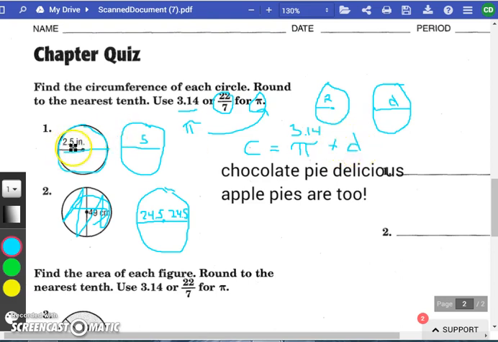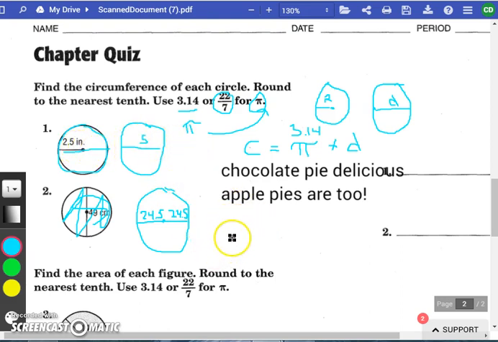Like I just said, they'll give you the radius, but they want you to know how to figure out diameter. And so we would multiply 3.14 times 5, and that's going to be our circumference. You can see they gave us the radius. We need to know the diameter. 2.5 and 2.5 is 5.